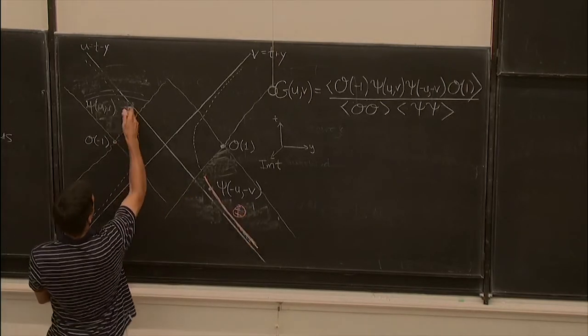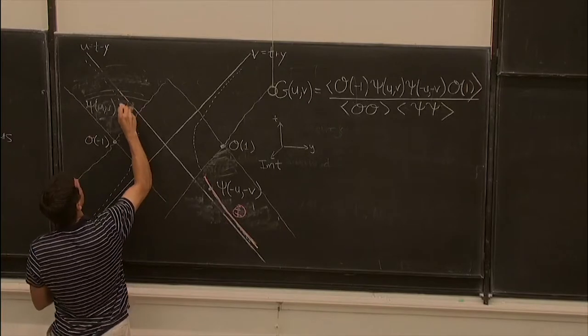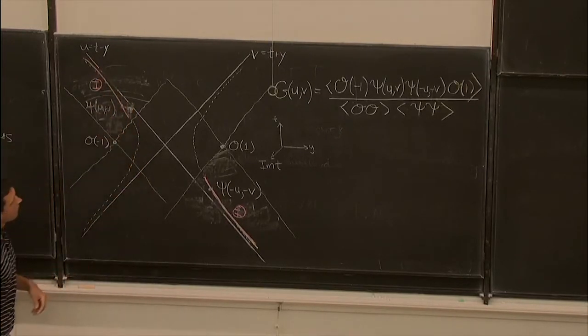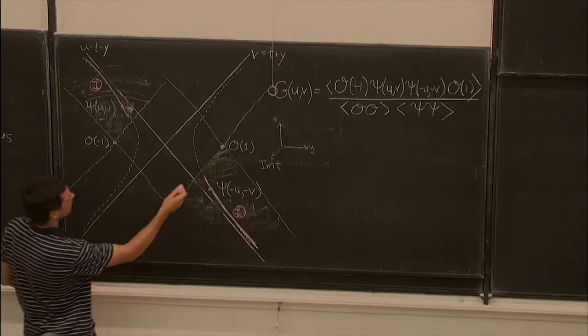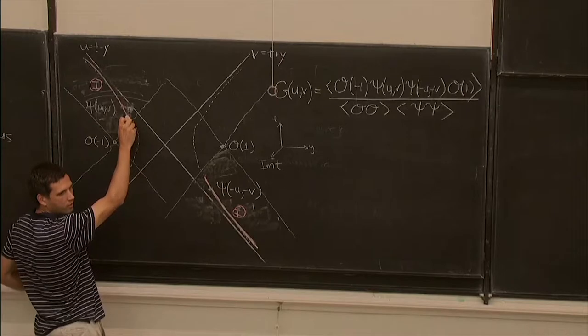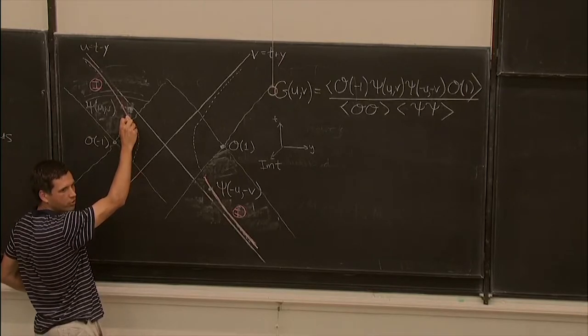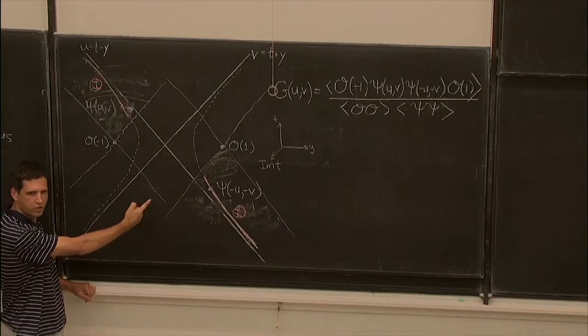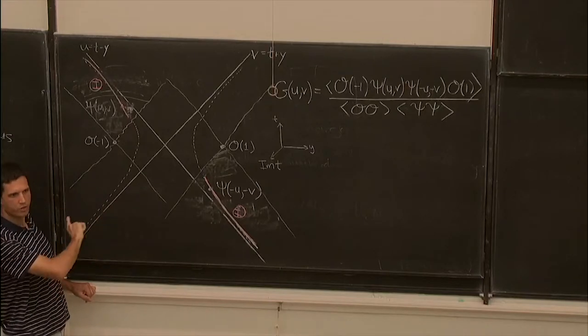And while we're doing that, this operator is also moving, so I'll draw it here. 1. And then we're going to do a contour that comes out of the board into the imaginary direction and closes up. And we're going to close this contour by doing a rotation into the imaginary direction.